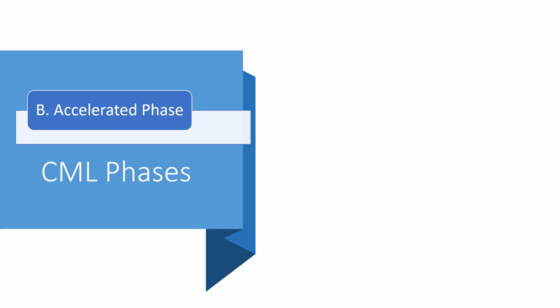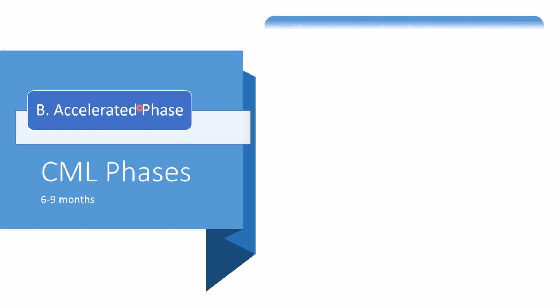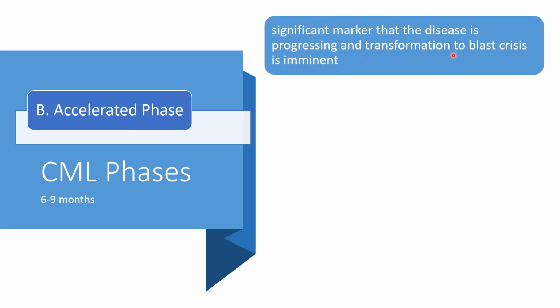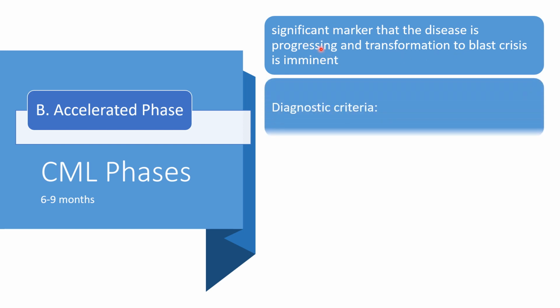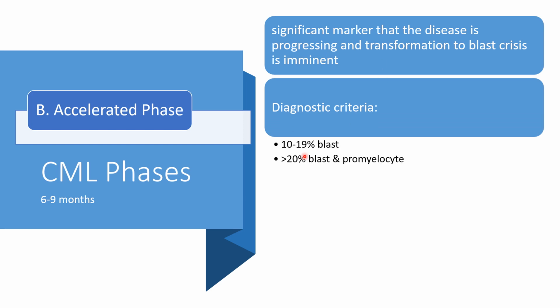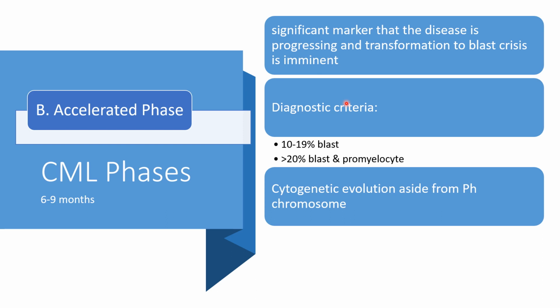Before blastic transformation, some patients proceed through an intermediate metamorphosis or accelerated phase. This is the phase where it is a significant marker that the disease is about to progress to the last stage. The circulating blast count increases to 10 to 19%. This total blast percentage, or a combination of 20% blast and promyelocyte, are the proposed diagnostic criterion for the accelerated phase. Additional chromosome abnormalities may also be detected.